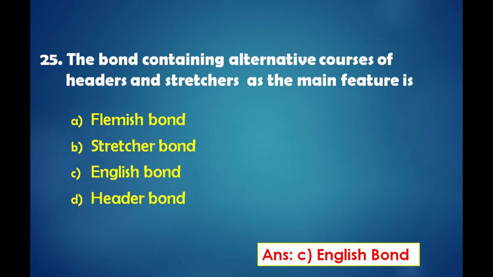The bond containing alternative courses of headers and stretchers as the main feature is A. Flemish bond, B. Stretcher bond, C. English bond, D. Header bond. The answer is, the bond containing alternative courses of headers and stretchers as the main feature is the English bond.